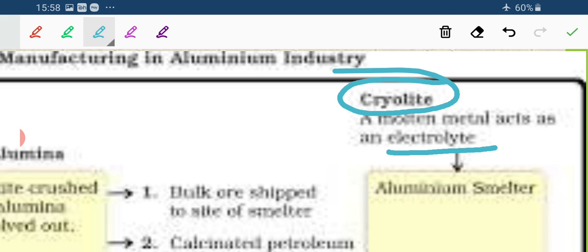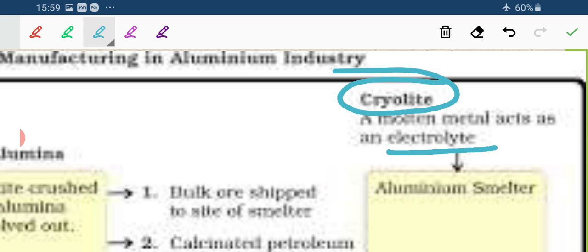So here cryolite is acting as a separating material from that molten alumina, or that dissolved alumina. The metal is being extracted out with the process of conducting electricity, with that electrically conducting solution. That is, cryolite is an electrically conducting solution which separates the dissolved alumina. From there we can extract out the aluminium.